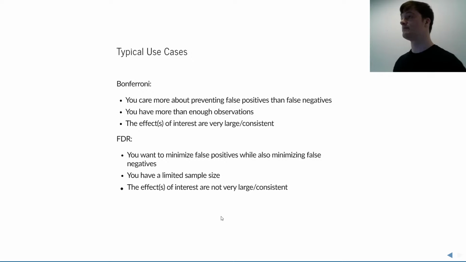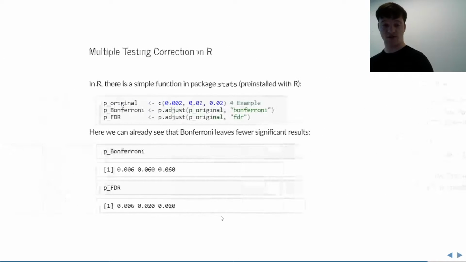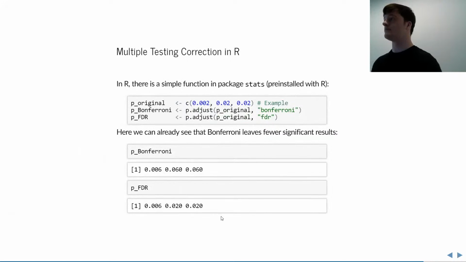Yes? This one? Yeah, because the FDR was k divided by rank. So why didn't the second and third come out equal? Yeah, good question. The third one should be equal to this, right?